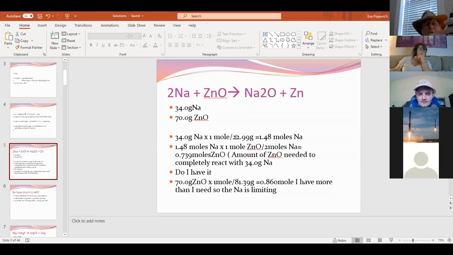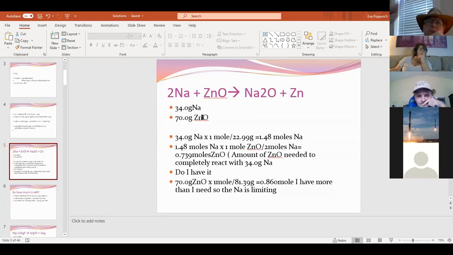It's the rounding that's killing you. Okay. All right. So this is what I need of zinc oxide to react with my 34 grams of sodium. Now I got to ask myself a question. Do I have it? I have 70 grams of zinc oxide.